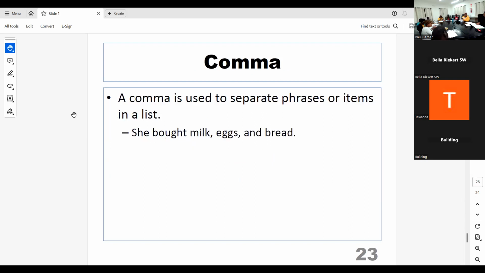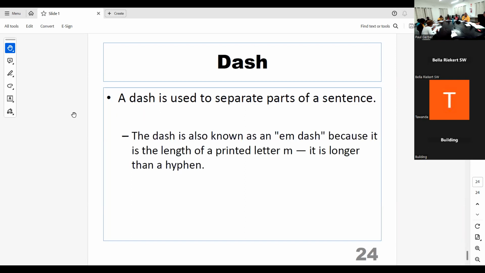Some more about the comma. A comma is used to separate phrases or items in a list. Right? We spoke about that. She bought milk, eggs, and bread. Let's see what else is here. Then we have, okay, we didn't speak about the dash, right? The dash is something that will also come up. You will also see that in your writings and things like that. And you can also use the dash, right?